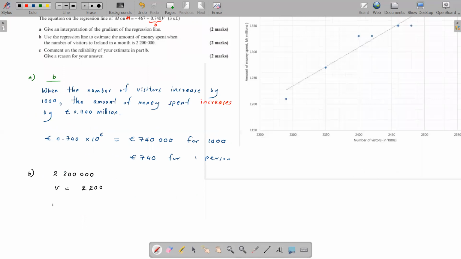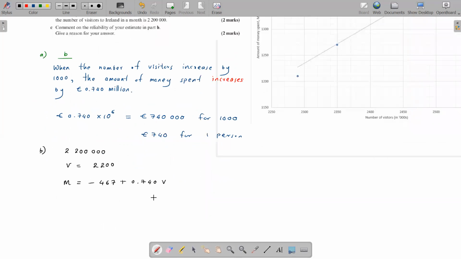So we have here our regression line is M equals minus 467 plus 0.740 V. Okay, guys, that's our regression line. Let's use the input. Minus 467 plus 0.740 times V. V is 2,200. All right, guys. So let's get the answer. What's the M value?